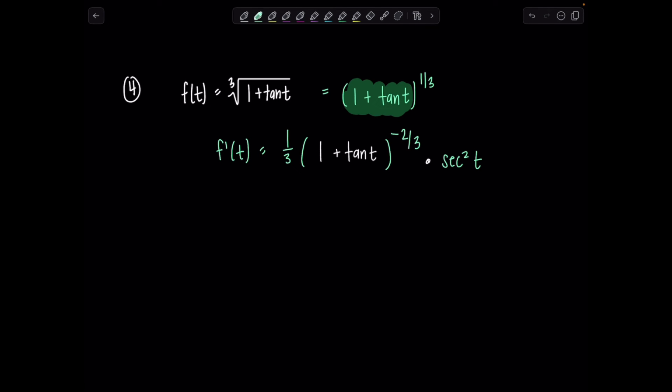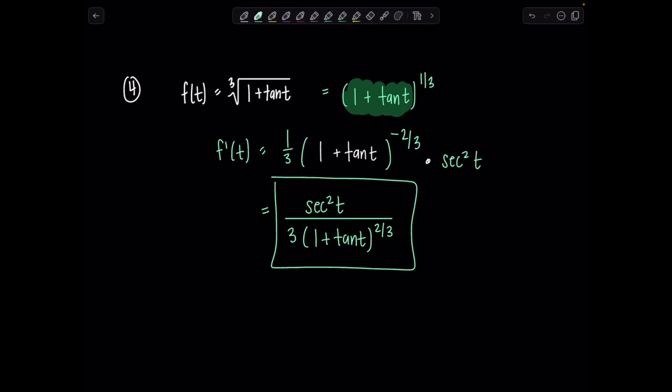This is super similar to the last one. So secant squared t is going to stay in the numerator. And then I'll put 3 times 1 plus tan t to the positive 2/3 in the denominator now, okay? Good.